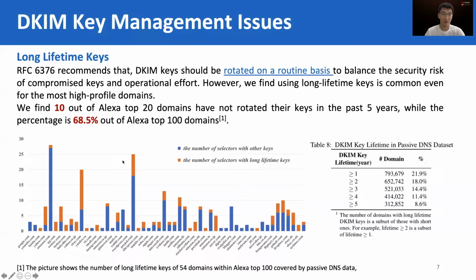The below figure shows the number of long lifetime keys of Alexa top 100 domains covered by our dataset. The orange part represents the numbers of keys that have not been rotated in the last 5 years. Finally, we found 10 out of Alexa top 20 domains have not rotated their keys in the past 5 years.